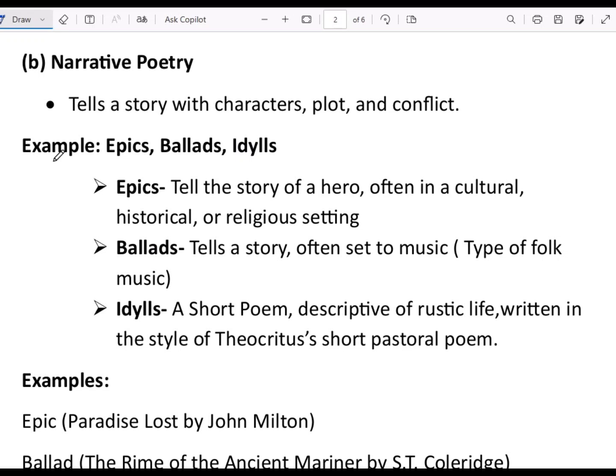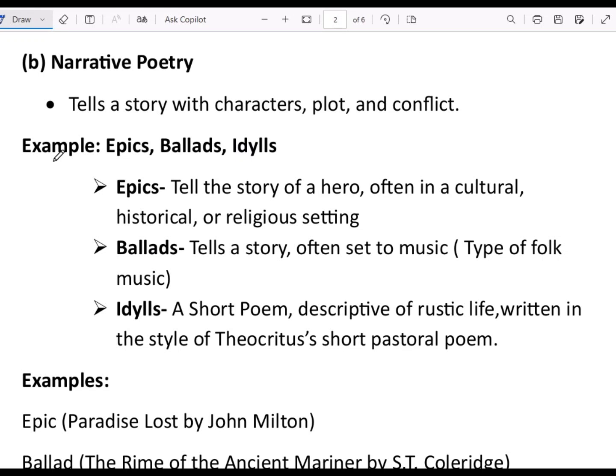So what do we call epics? Epics are those kinds of poems that tell the story of a hero, often set in a cultural, historical, or religious setting. For example, we can see that the Mahabharata is known as the greatest epic of all time. Why? Because we can see in the Mahabharata, we all must have read about the Mahabharata.